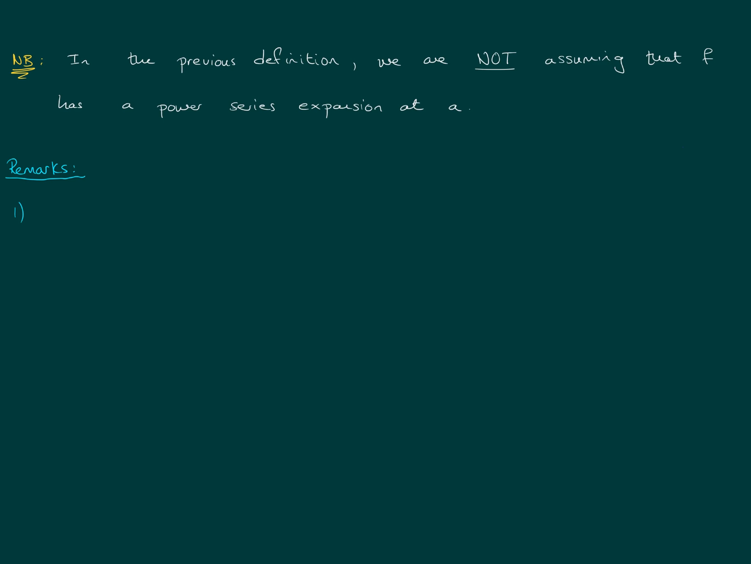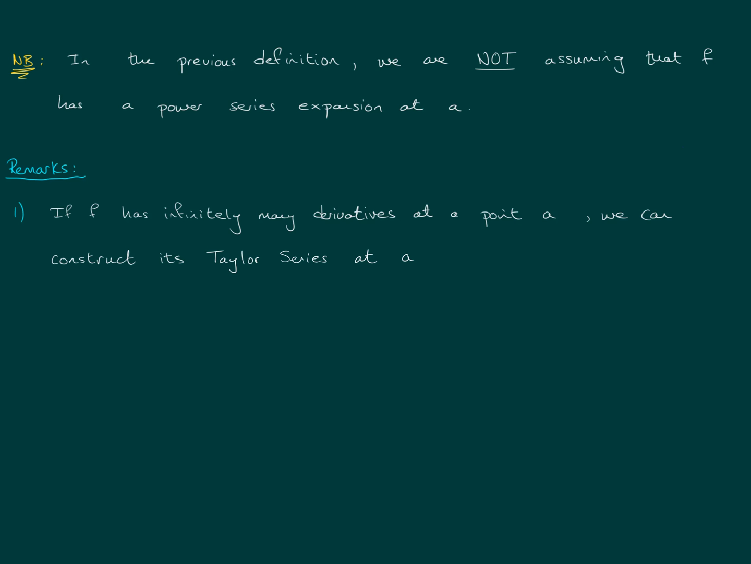Remark one. If f has infinitely many derivatives at a point a, we can construct its Taylor series at a, which we called Tx. But in this situation, we have no information about when f of x actually equals Tx. Other than at a, we don't know when these two things are equal.